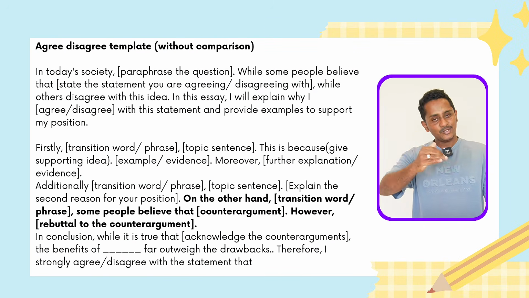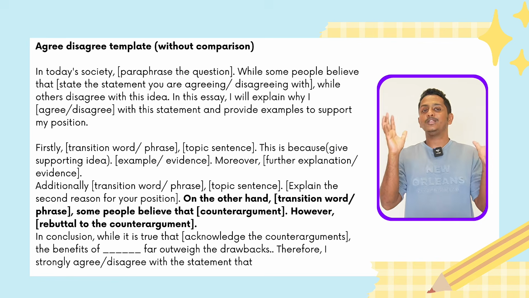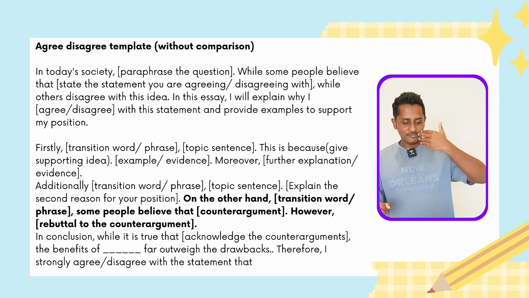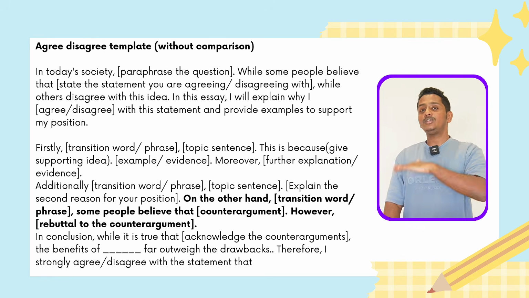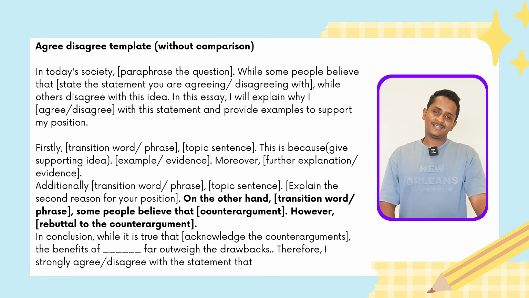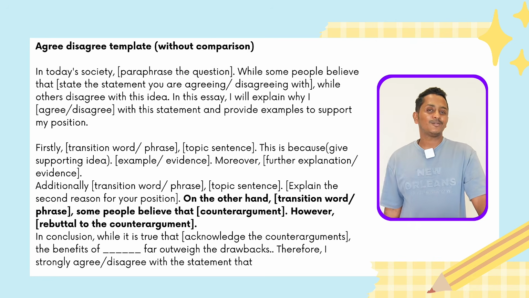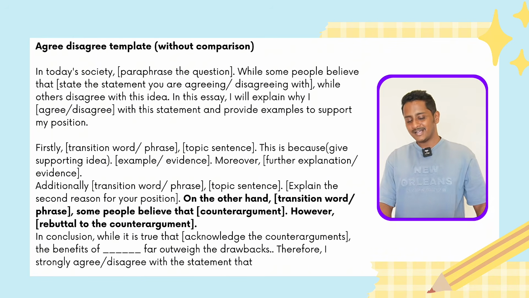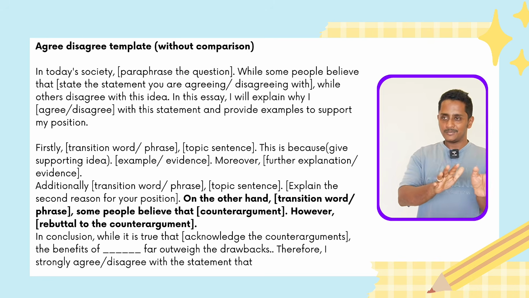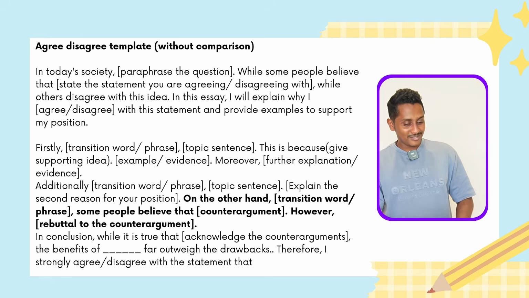However, I'll exactly show you how to write in the essay and explain you with a complete example. Just wait for a while, and then in conclusion, while it is true that, acknowledge the counter arguments that we wrote in the third paragraph last line, the benefits far outweigh the drawbacks. Benefits of your agree far outweigh the drawbacks, or the benefits of the disagree part. Therefore, I strongly agree with the statement. This may be a little confusing, but once I give an example, it becomes more easy.